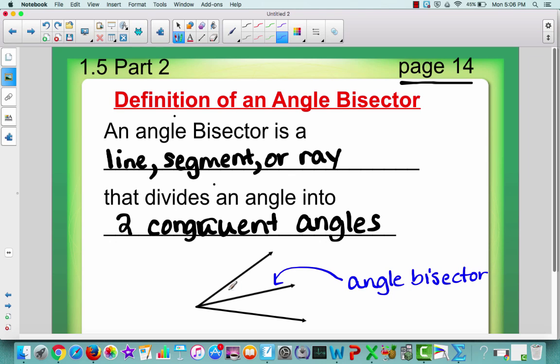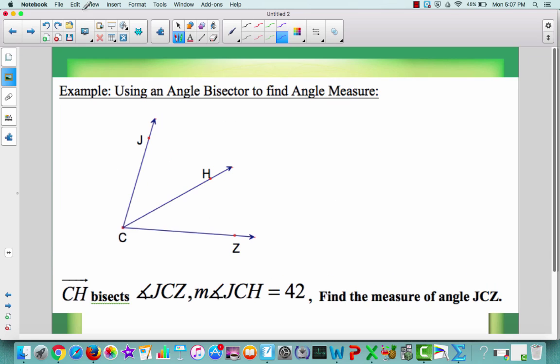And here's what I want you to do. I want you to mark the angles as congruent. So if I see two angles congruent and they're being broken up by a ray, then I can say that ray is the angle bisector. All right, so how do we use this? Well, here's an example of using an angle bisector to find an angle measure.